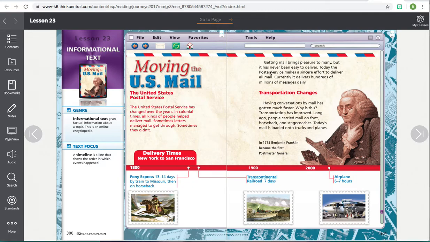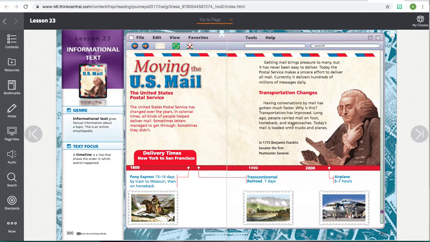Let's keep reading, guys. Getting mail brings pleasure to many, but it has never been easy to deliver. Today, the Postal Service makes a sincere effort to deliver all mail. Currently, it delivers hundreds of millions of messages daily. Transportation changes. Having conversations by mail has gotten much faster. Why is this? Transportation has improved. Long ago, people carried mail on foot, horseback, and stagecoaches. Today, mail is loaded on trucks and planes.